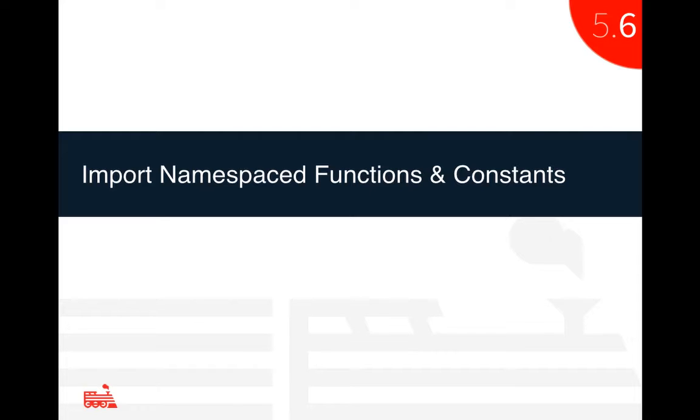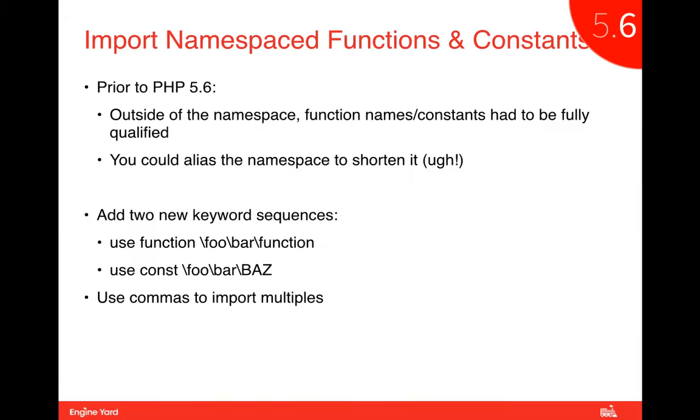5.6 added the ability to also import functions and constants. Before, you could define them in namespaces, but you couldn't actually use them. You could only use them through the fully qualified name, or you could alias out a smaller name, but it still had to be somewhat namespaced. So it adds two new keyword sequences. Before it was just use and then whatever it was, now it's use function and a namespace to a function, or use const and the path to a constant.